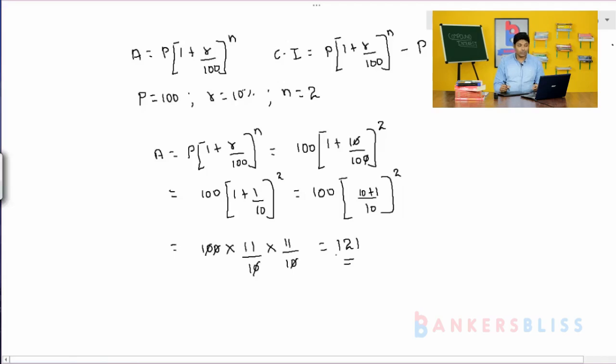If you come through the concept, it is very simple. See here, 100 rupees at 10% interest, 10 rupees is the interest we got. So 110 is the total amount. Again you have to calculate the interest on this 110. So 10% on 110 is 11. 121 is the total amount you got after 2 years. So see, this is the concept method.